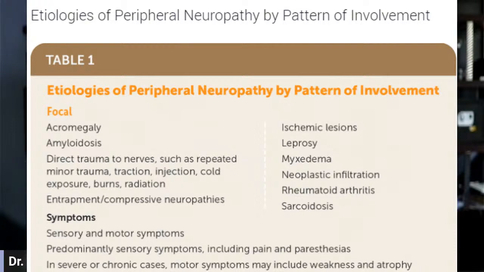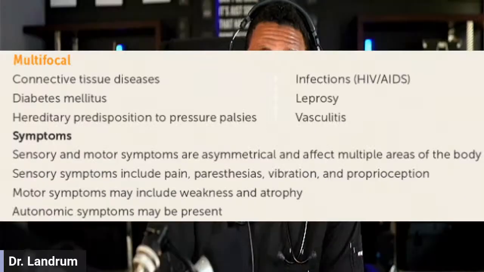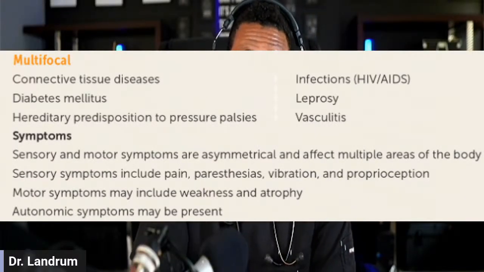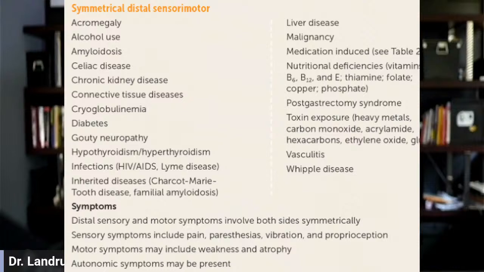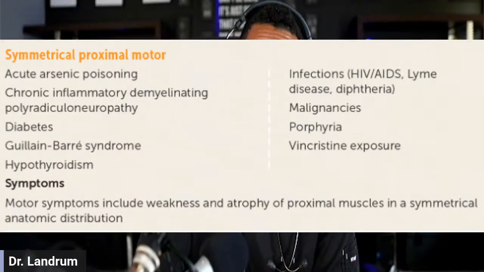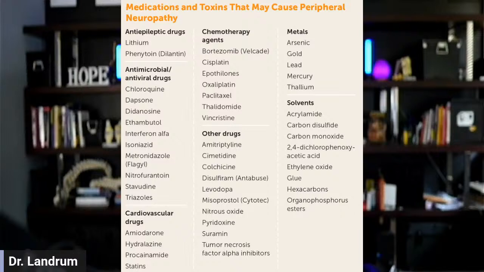All right. So there's a ton of reasons for peripheral nerve problems besides diabetes. You can have everything from leprosy to sarcoid to rheumatoid arthritis to direct trauma. You can have things like connective tissue disease, vasculitis. You can have issues, as mentioned, like alcohol, but also celiac disease, chronic kidney disease, gout, hypo or hyperthyroidism, infections like HIV, Lyme disease, inherited disease like Charcot-Marie-Tooth disease. You can have liver disease, nutritional deficiencies, Whipple disease. All these different things show up as potential reasons why you might have problems.